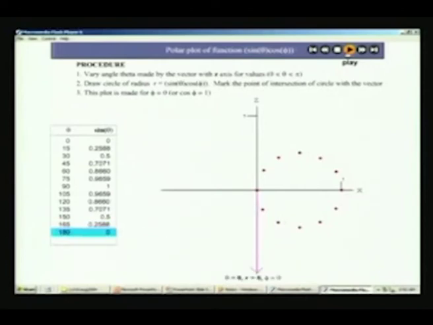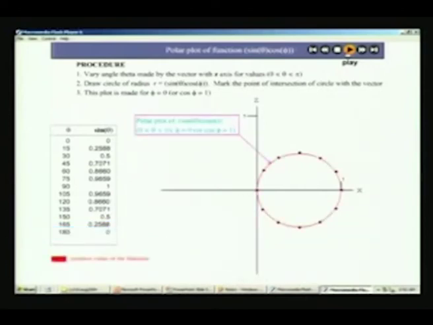So we come to the last value of theta. Now if you join all these points, it looks like a perfect circle. It is a perfect circle. Now this is for a given value of phi, namely phi is equal to 0.